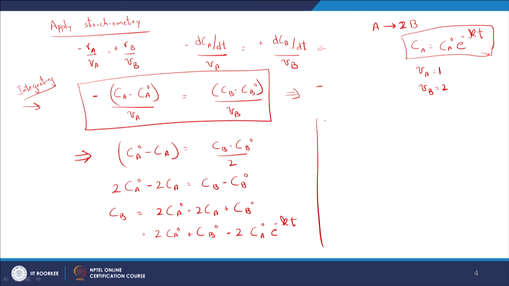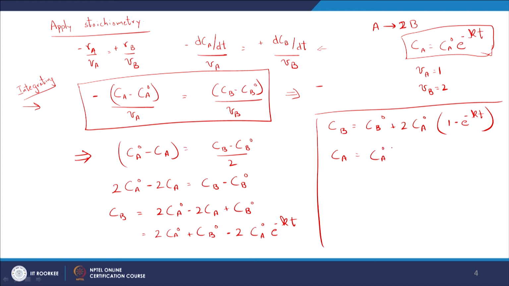I am going to continue working it out here, and let us simplify that further. So we have Cb is equal to Cb naught plus 2 times Ca naught into 1 minus e power minus kt. And what was the Ca equation? Ca equal to Ca naught into e power minus kt. So I believe we are on the right track there, and we are done with that.